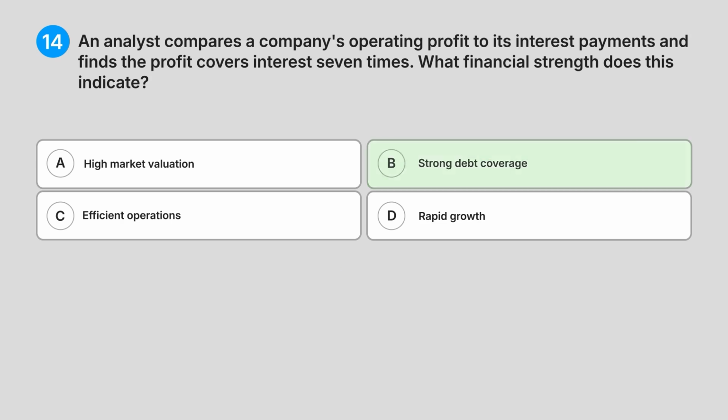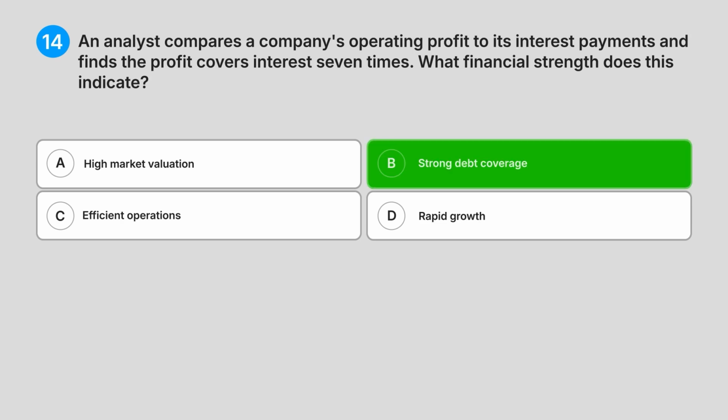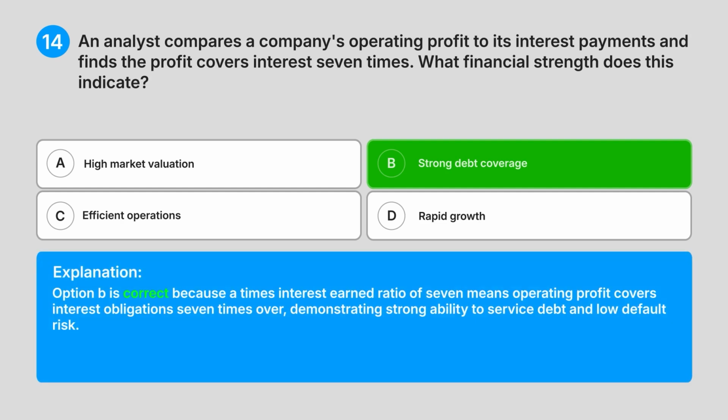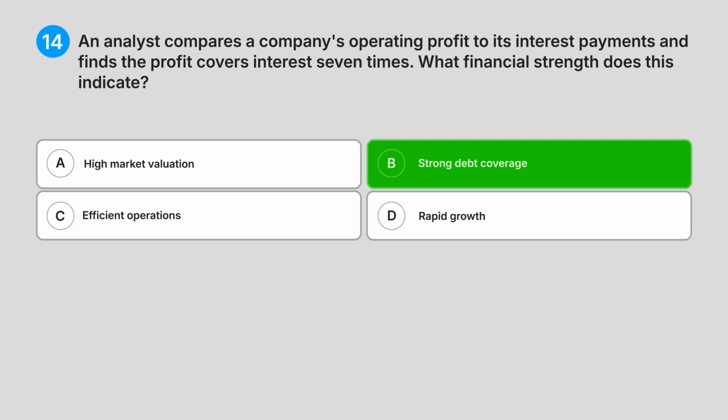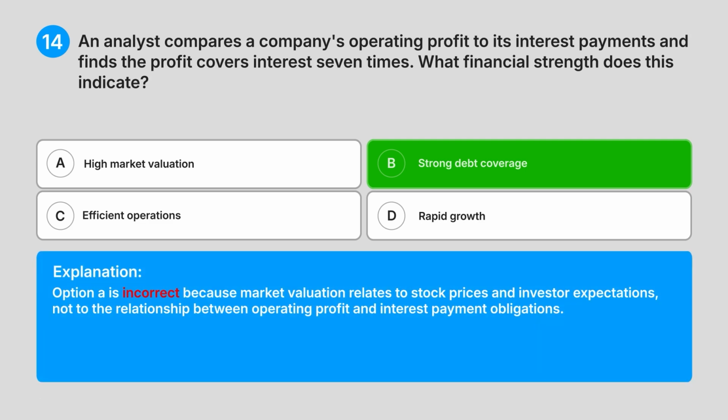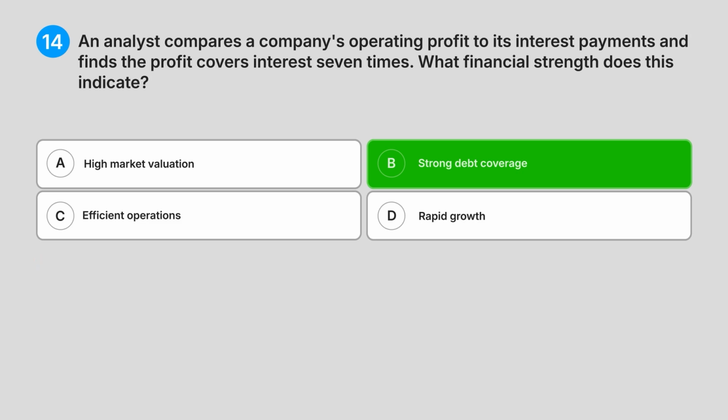Correct answer, B. Strong debt coverage. Explanation. Option B is correct because a times interest earned ratio of 7 means operating profit covers interest obligations 7 times over, demonstrating strong ability to service debt and low default risk. Option A is incorrect because market valuation relates to stock prices and investor expectations, not to the relationship between operating profits and interest payment obligations.